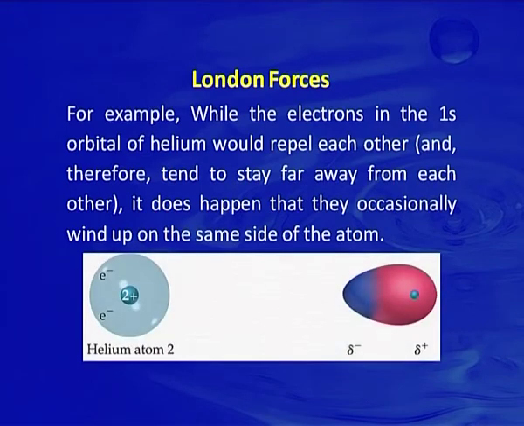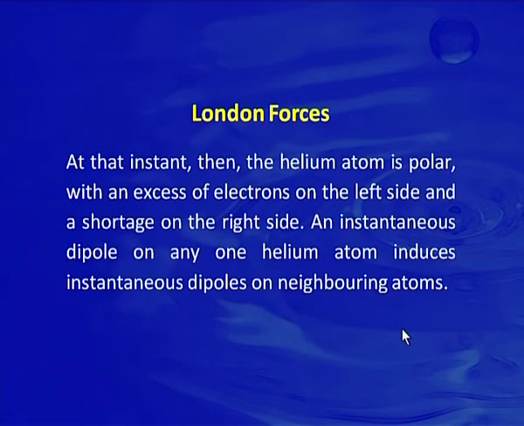From this picture, it is clear that in a helium atom, where the 2 electrons come to one side, they create a partial negative charge, and the other side is created with a partial positive charge. At that instant, the helium atom is polar with an excess of electrons on the left side and a shortage on the right side.